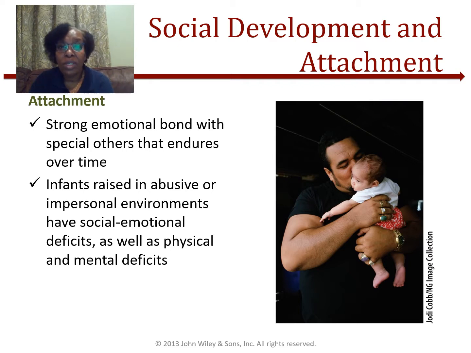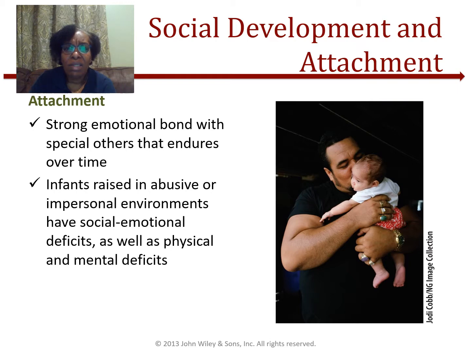Now, Konrad Lorenz's studies were more about imprinting as well as attachment, and we talked a little bit about that in chapter 9. Along with Harry Harlow's experiment with contact comfort with rhesus monkeys, which you'll see in your textbook, it helped to support that biological argument about attachment, okay? So attachment is a strong emotional bond with special others that's going to endure over time. Infants can be raised in abusive or impersonal environments, and that'll cause social-emotional deficits, as well as deficits physically as well as mentally.